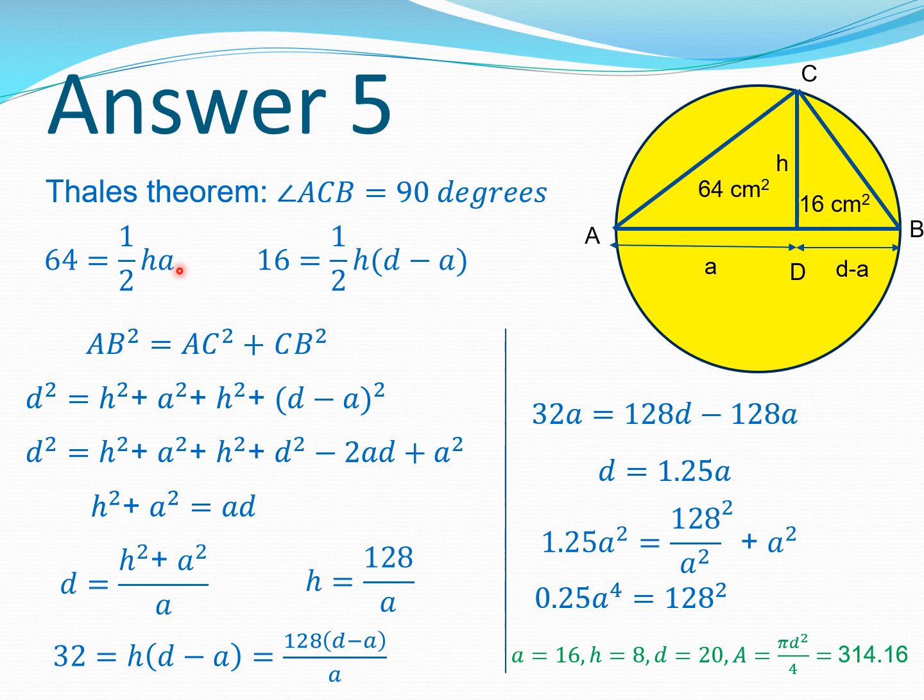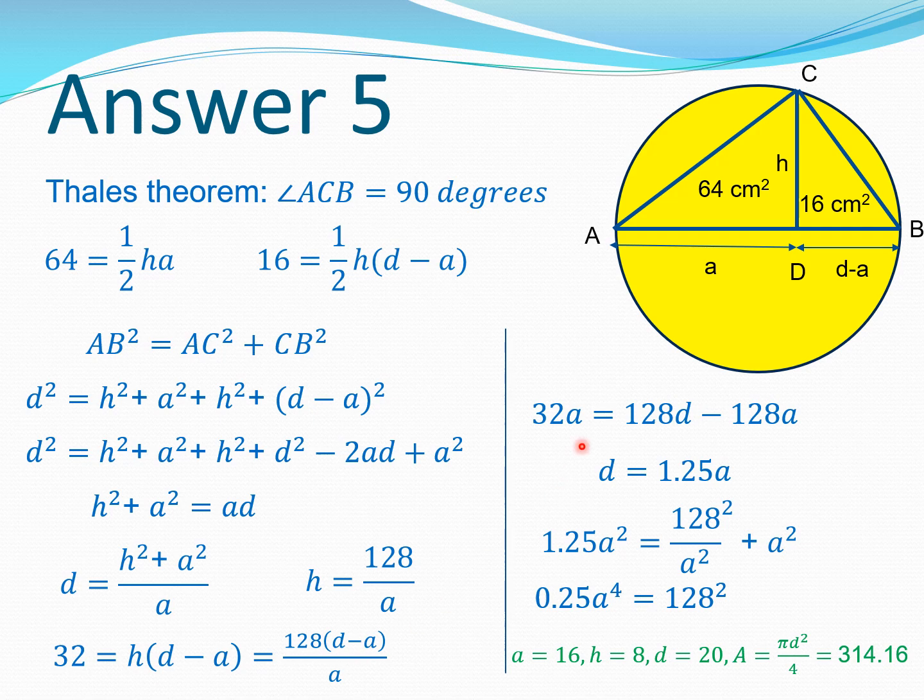Now let's look at these two equations here. From this equation here, 64 is half HA. I can immediately write H is 128 by A. Remember 64 into 2 is 128. Now the next equation I get is from this equation here. So I get 32 is H into (D minus A). And then let me substitute H from here. So I get this is 128 (D minus A) by A. So this is the second equation here.